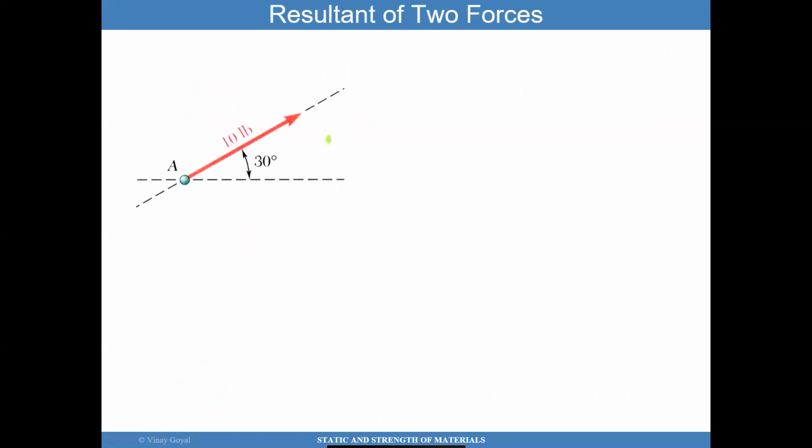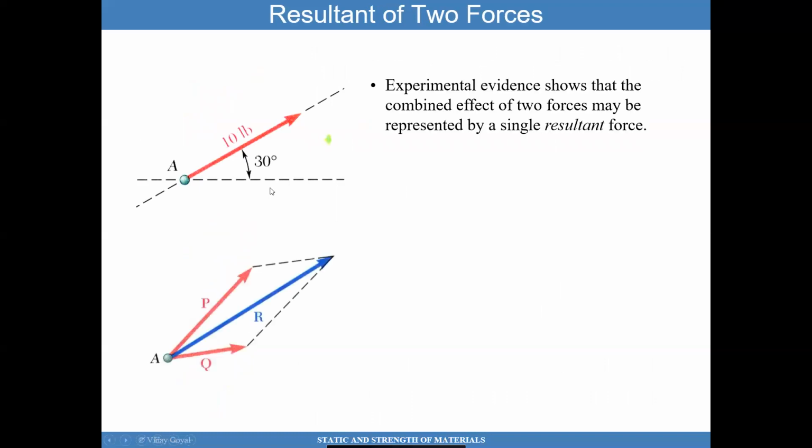Here's an example of a vector at a 30-degree angle, directed from point A. It is 10 pounds force. In this example, force is a vector. This vector has a direction and it has a magnitude.